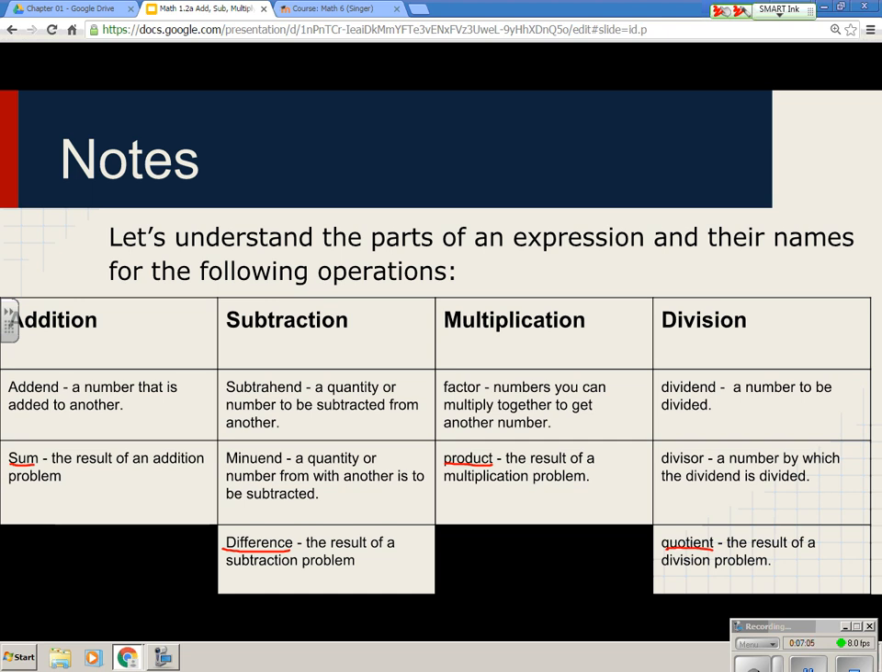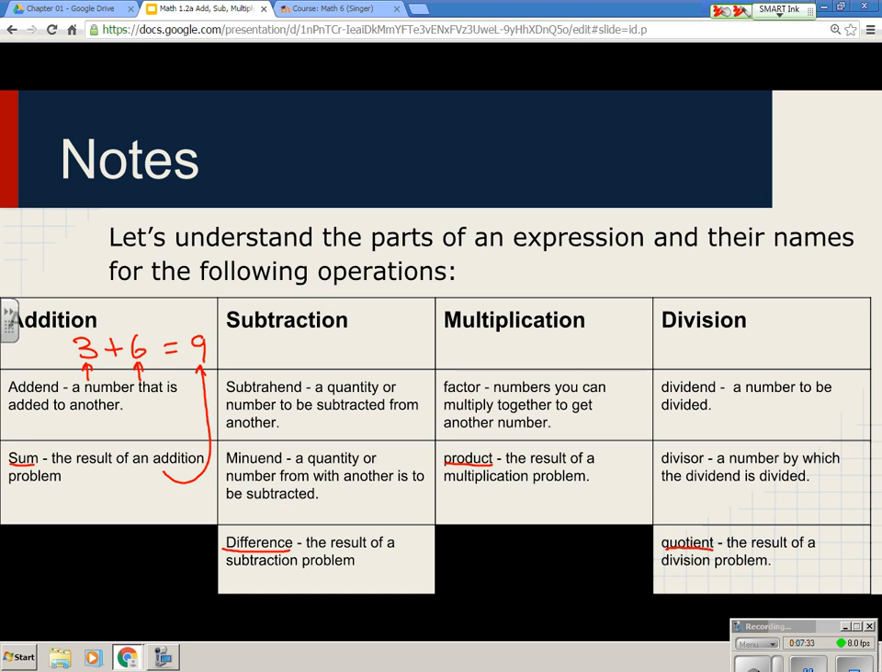Those are pretty similar. But did you know what we call the numbers in an addition problem? If we had the problem 3 plus 6, did you know that these are called addends? 3 and 6 are considered addends. When you add them together, it gives you the sum of 9. So the sum here is 9. So that's how the parts go together. Probably something you've never heard before.